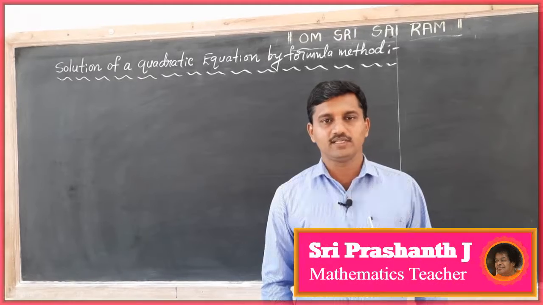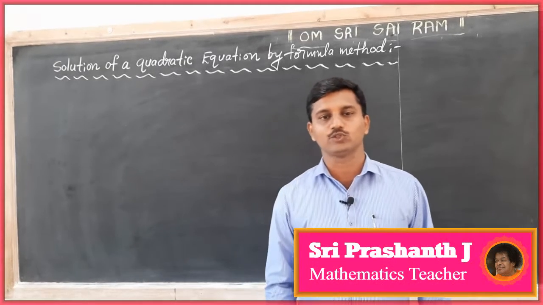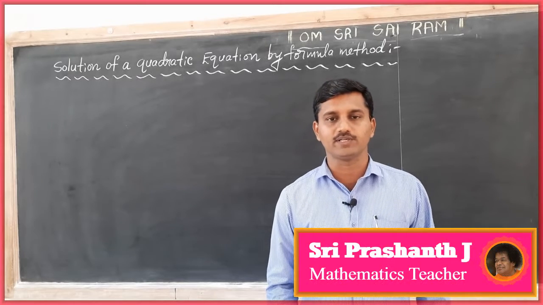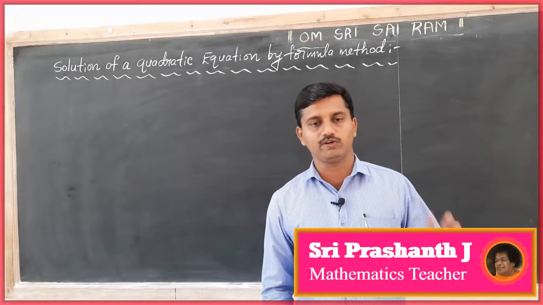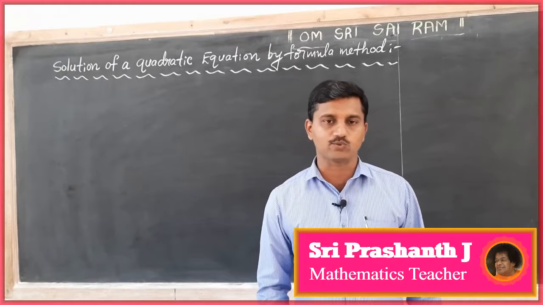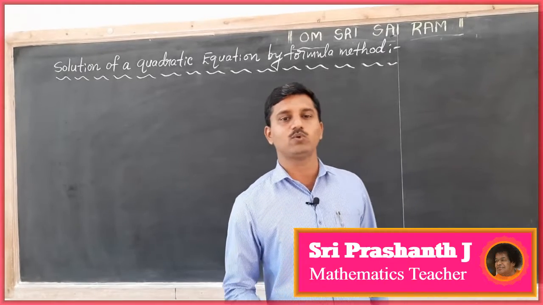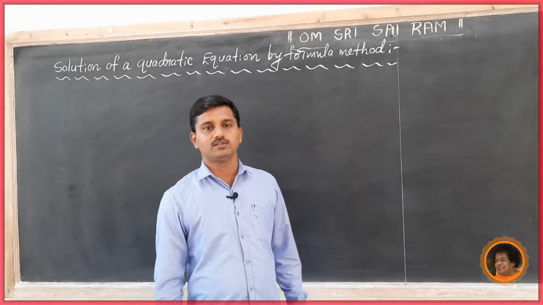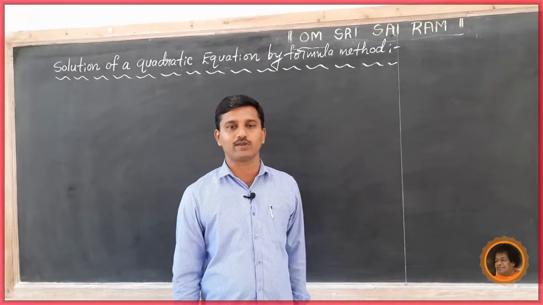Dear students, in the previous session we discussed the solutions of the quadratic equation. What is the general form of the quadratic equation? General form of the quadratic equation: ax square plus bx plus c equal to 0. How to solve the quadratic equation? How to find the roots of the quadratic equation?